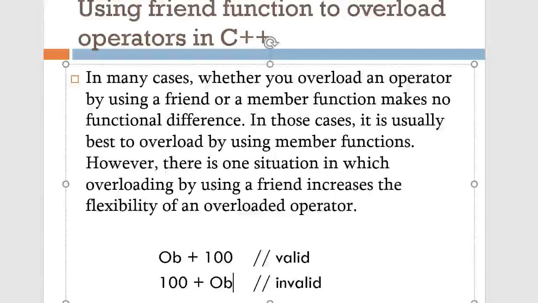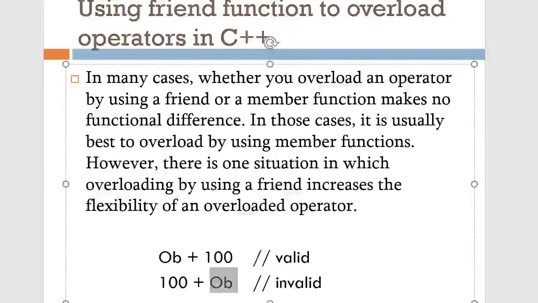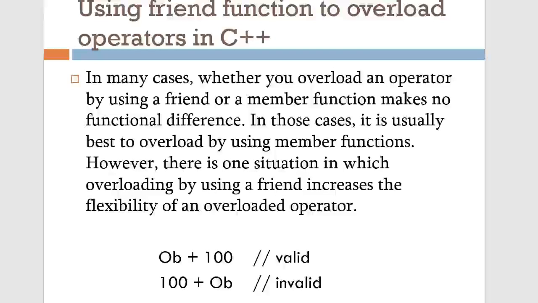We are passing two parameters. One is this value, and another is this object, for this plus operator friend non-member function. So this is one situation in which the overloaded operator using the friend function provides the flexibility.